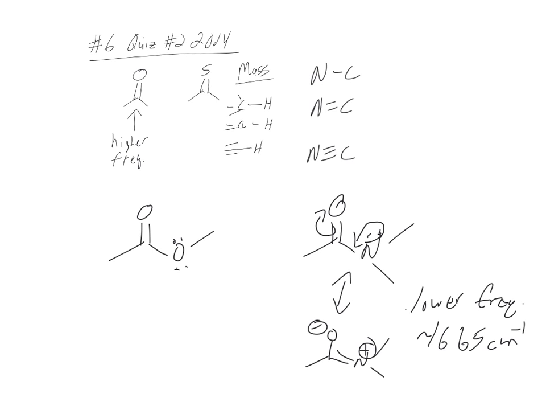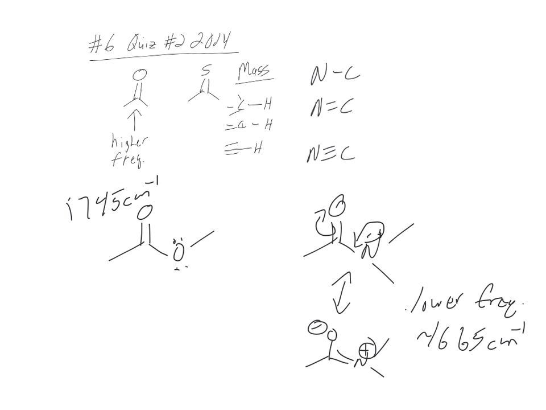Now, resonance doesn't always lower the frequency. It can do it the other way too. In this case, it lowers it. You have to actually draw the resonance structures. But an ester is at 1745. So it must not be that this is donating electrons and this has single bond character, because now the frequency is all of a sudden higher.